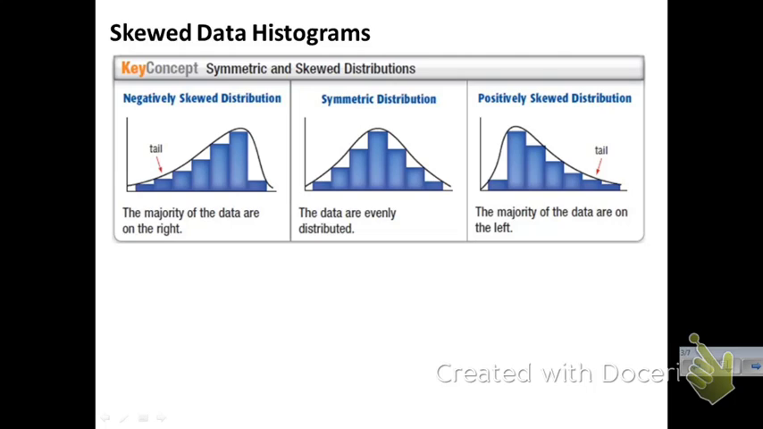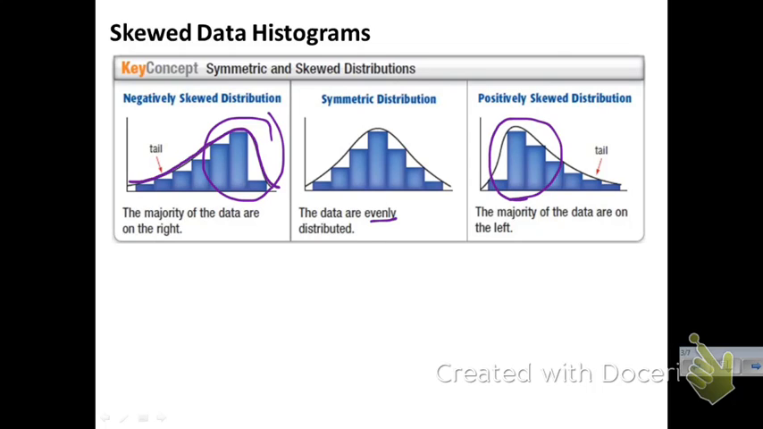We have skewed histograms. Our first one here is negatively skewed. Our tail is long at the beginning, and then it moves up, but the majority of the data are on the right side, so that's negatively skewed. Symmetric, we've already talked about it. That's when your data is evenly distributed. And positively skewed is when the majority of the data are on the left side.